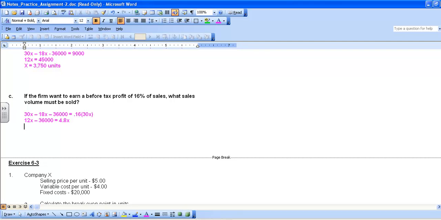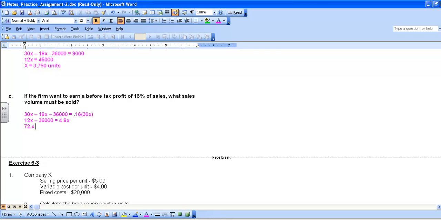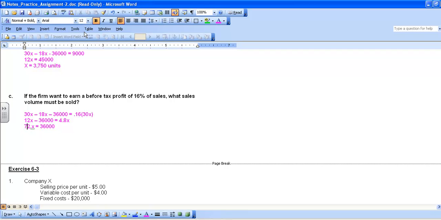Then we solve for x. So 12 minus 4.8 is 7.2. So 7.2x equals 36,000. X equals 36,000 divided by 7.2, 5,000 units.